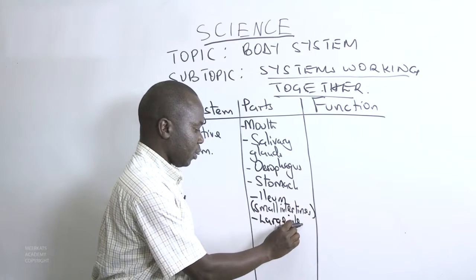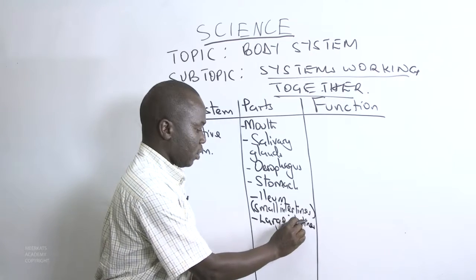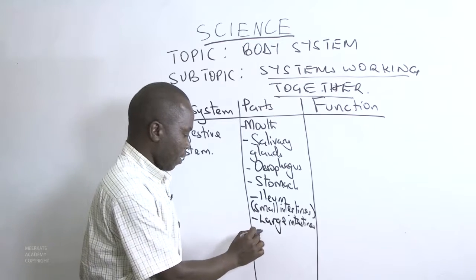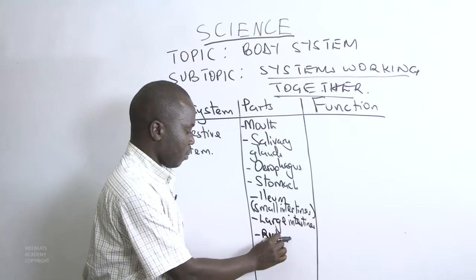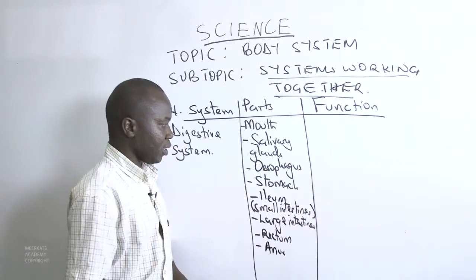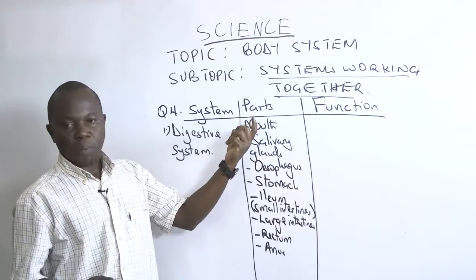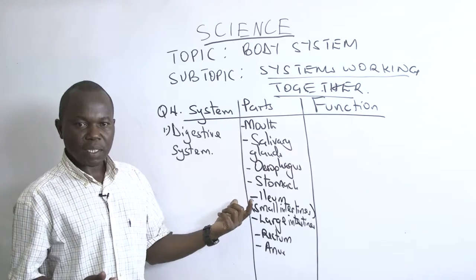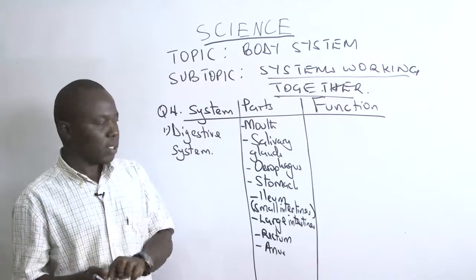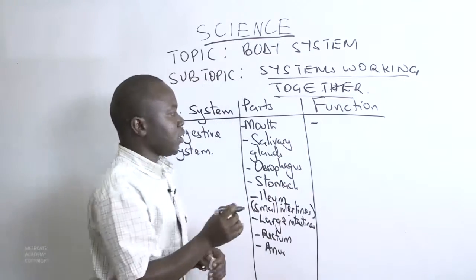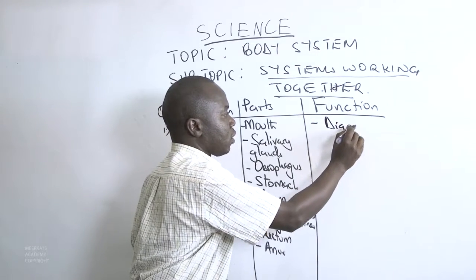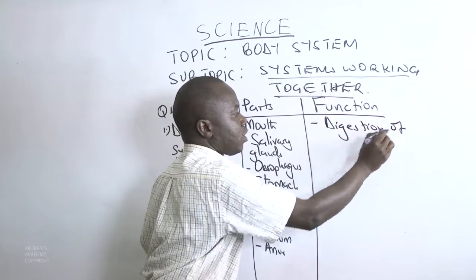Large intestines. The role of large intestines is majorly absorption of water. We have the rectum, where feces is formed, and the last bit is the anus. So we were able to describe the digestive system as a continuous tube from the mouth to the anus. So it goes through the body. Function: it has two major functions. One is digestion of food.